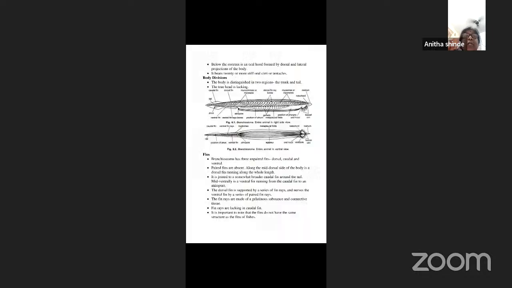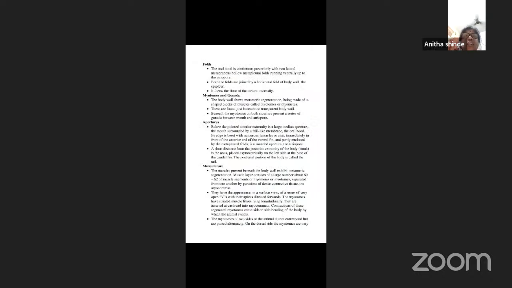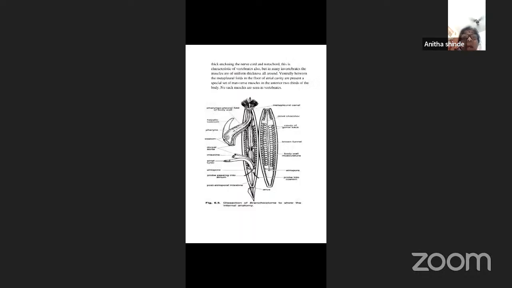The body is divided into the trunk as well as the tail. A distinct head is not there; it lacks a distinct head, so it is divided into trunk and tail. It possesses fins, then it has folds, myotomes, as well as gonads. Myotomes are nothing but the muscles, also called myomeres. 62 myomeres are present, and these myomeres are separated from each other by dense connective tissue, called myocommata. So this is how the structure looks. Now we'll go to the other systems.